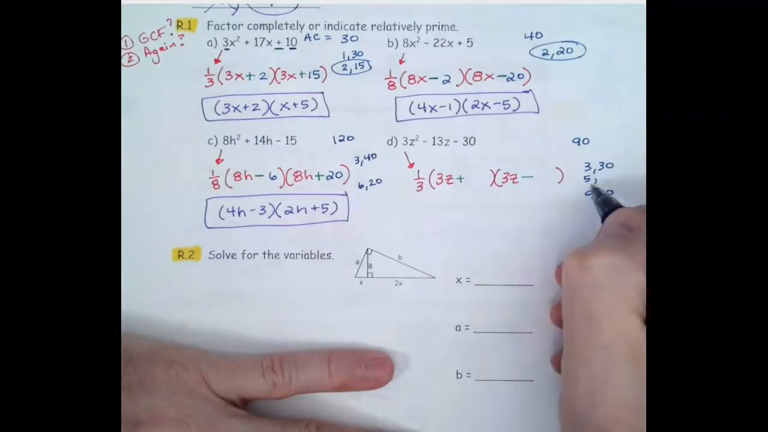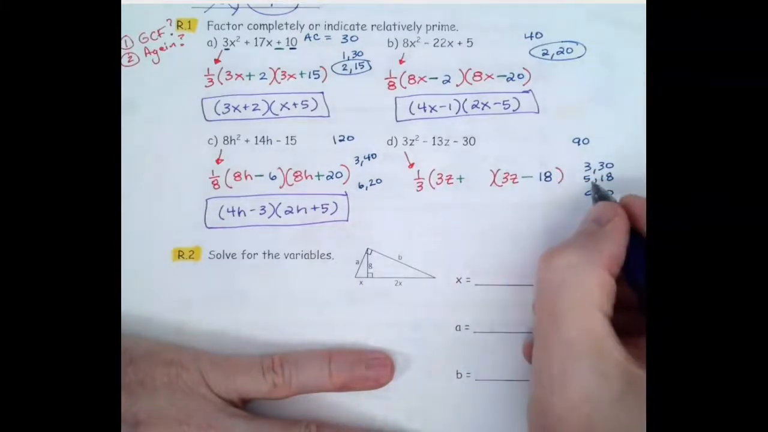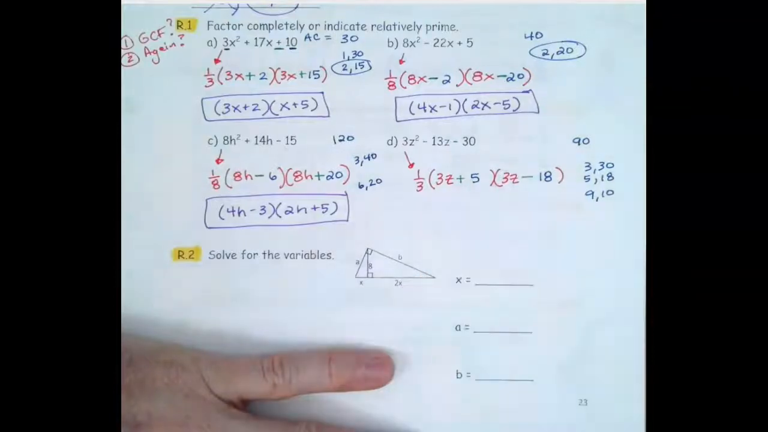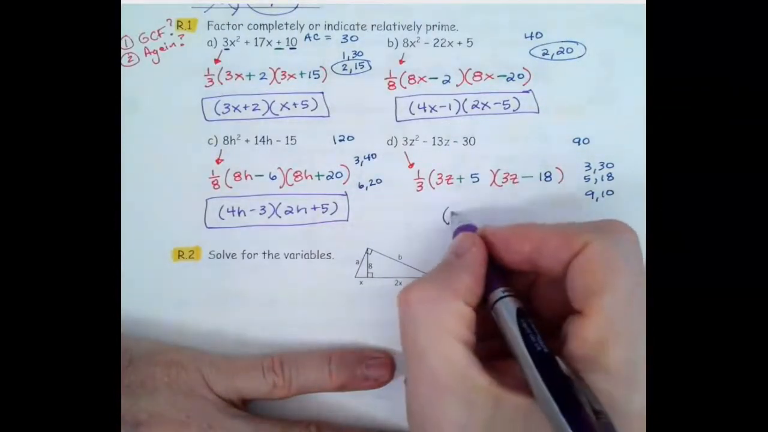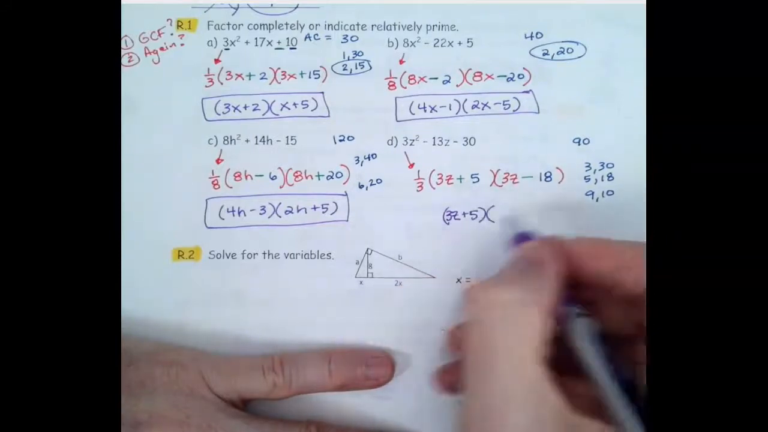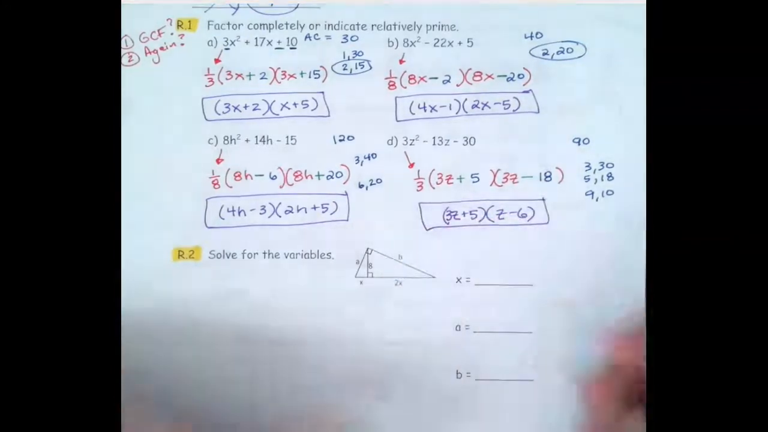So, or 6 as well. 6 and 15. That's not going to work. 5 and 18. 50 and 40 is 90. And 18 minus 5 is 13. So that's it. And here I want the 18 to be negative and 5 to be positive. Nothing factors out of here, so that's going to be 3z plus 5. And here I can factor out a 3, so we're going to get that.